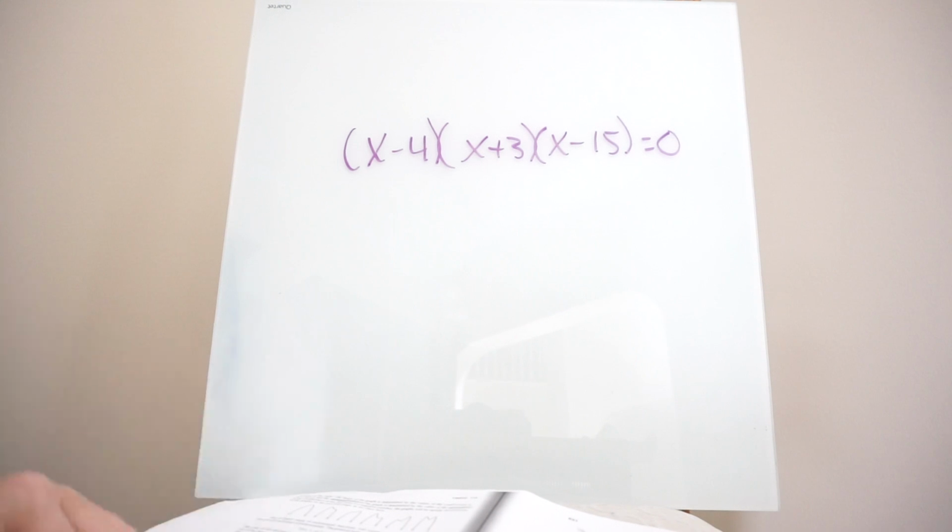So the zeros of a polynomial function are the values of x that cause f of x to equal 0. And the graph of the function is going to intersect the x-axis at those values.